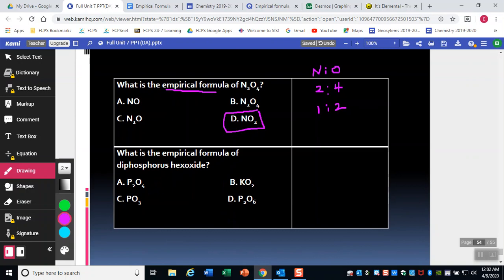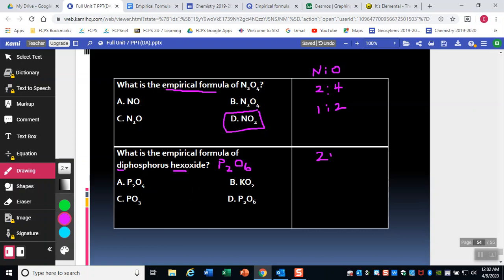Diphosphorus hexoxide. Remember, di means 2, so that would be phosphorus, and I have 2 of them. Hex means 6, and oxide would be oxygen, so I have 6 oxygens, right? This is a non-metal, so this is a covalent compound. That's why we have the prefixes there.